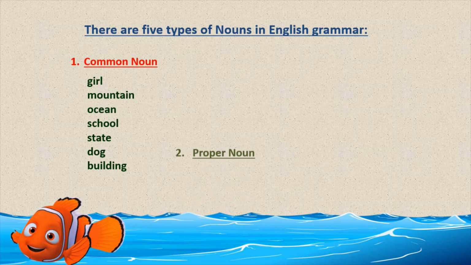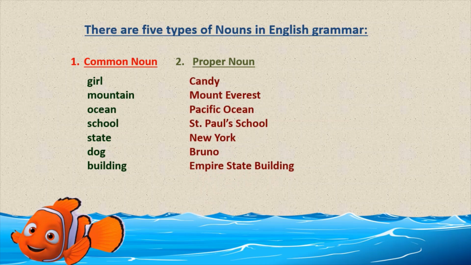The second type of noun is the proper noun. Always remember, the proper noun will start with a capital letter. Why? Because they are names of person, place, animal, or thing. For example, under proper noun, there is Candy, Mount Everest, Pacific Ocean, St. Paul's School, New York, Bruno, Empire State Building, and so on.